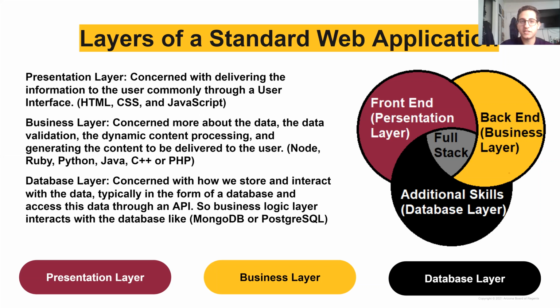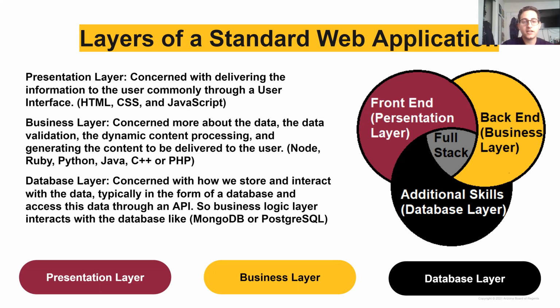So I would like to continue this definition by defining the layers of a standard web application. We have the presentation layer, business layer, and database layer. So for the presentation layer, it is mostly concerned with delivering the information to the user, commonly through a UI, and this can be done through HTML, CSS, and JavaScript. We have our business layer, which is mainly concerned with data and data validation, dynamic content processing, and generating the content to be delivered to the user, which is most commonly done through Node, Ruby, Python, Java, C++, or PHP. And then we have the database layer, which is concerned with how we store and interact with the data, typically in the form of a database.